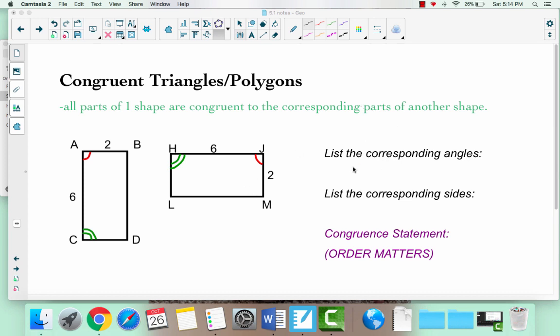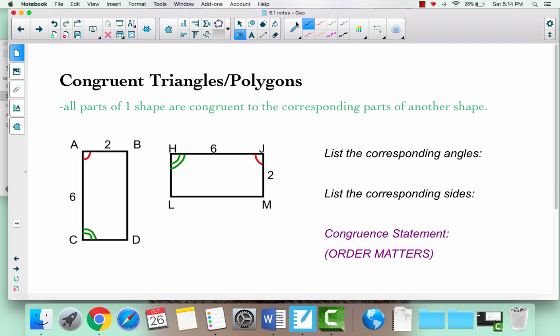If I'm going to identify corresponding angles, the first thing to look for would be angle markings. That's going to be a way to identify things that go together. So if I want to say angle A is congruent to something, I'd look for the other angle that has the same arc marking, and that would be angle J. So angle A is congruent to angle J. And then I could also say the same about angle C and H because they have the same markings. So angle C is congruent to angle H.